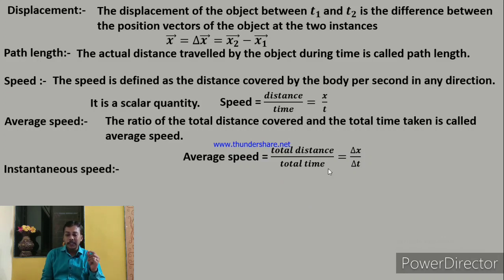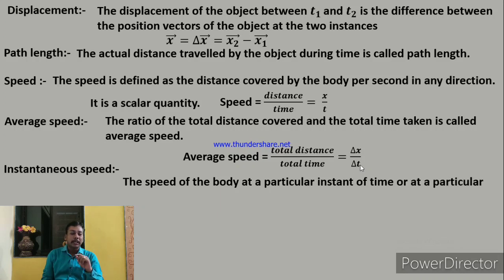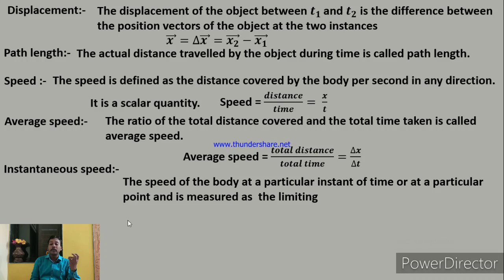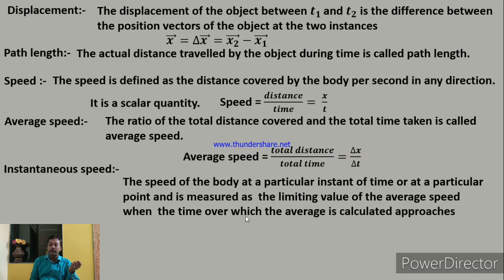Now, if the time interval is very small, then that speed is instantaneous speed. If the time interval is very small, meaning the distance is covered in a short time, then that speed is called instantaneous speed. So, the speed of a body at a particular instant of time or at a particular point is measured as the limiting value of the average speed when the time over which the average is calculated approaches 0. If the time is very small or approaching 0, then that speed is called instantaneous speed, and this is the speed of the object at any instant.